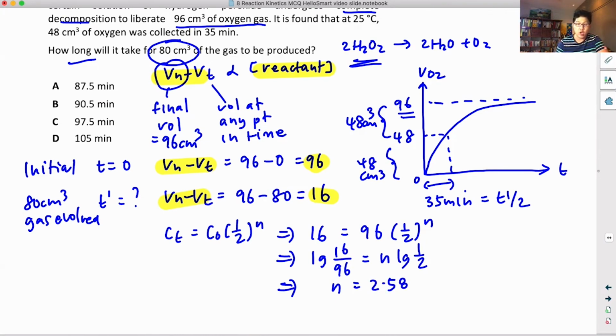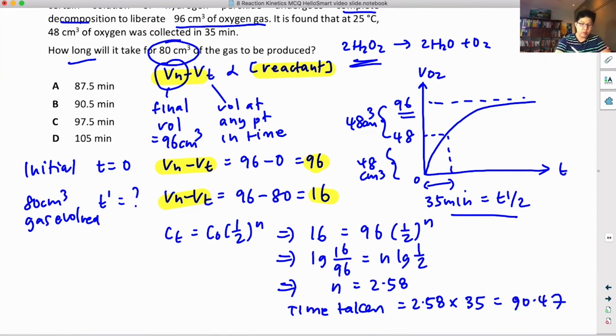Each half-life we know is 35 minutes. So the time taken for 80 cm3 of gas to be evolved must be 2.58 multiplied by 35. That will give you a value of about 90.47, which I'm going to put as B as the answer. Okay, let's look at the next question.